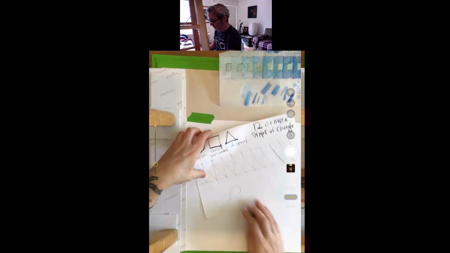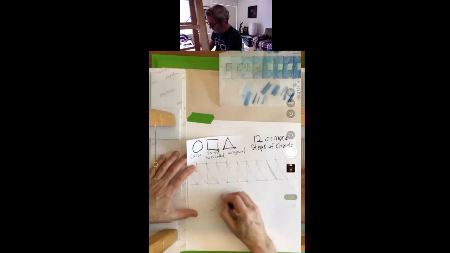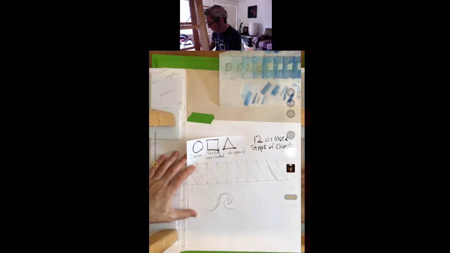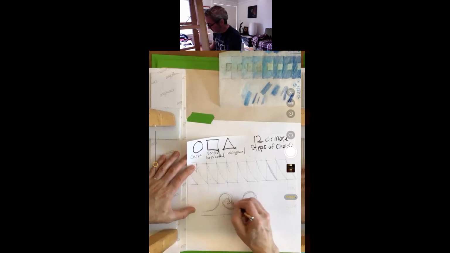But I think if I want to do the wave, it will continue. So you can draw something like this out. So this is ancient Greek.